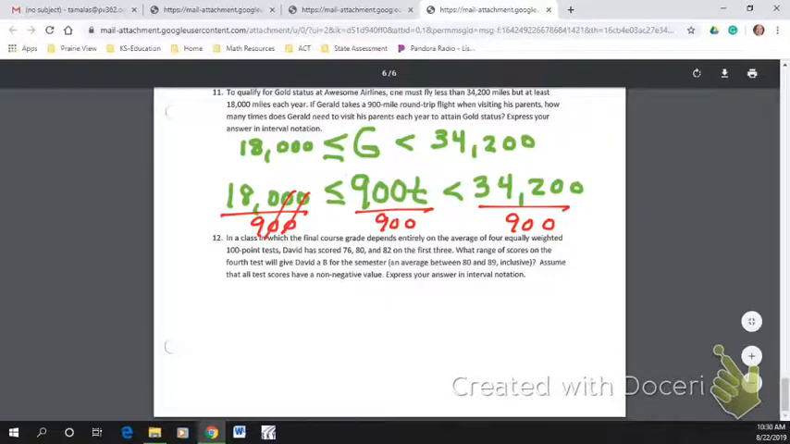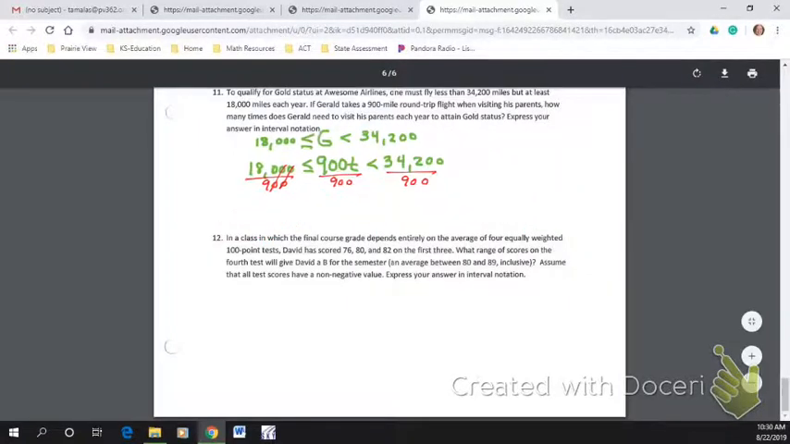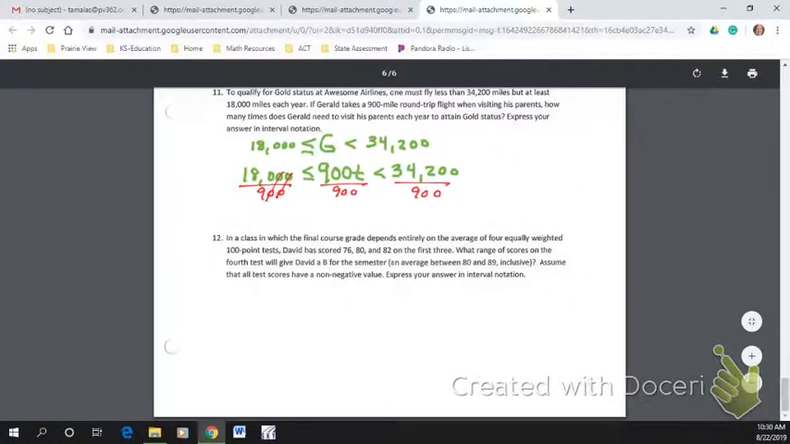Let me shrink this down first. Okay, so we have 18 divided by 9, which is 2, with a 0 left over. So that's going to be a 20. And over here, the zeros cancel. I have 342 divided by 9, which you can do on the calculator, or without the calculator. It's 38. It comes out 38?